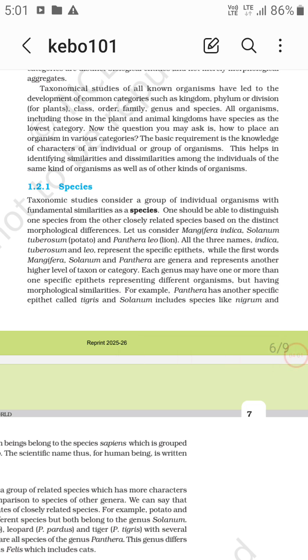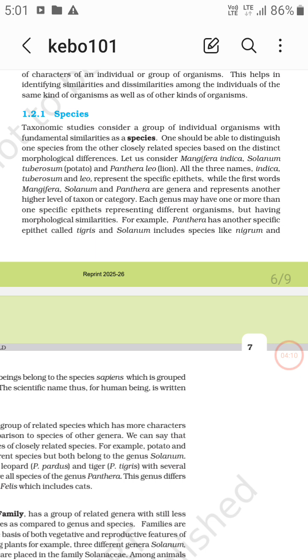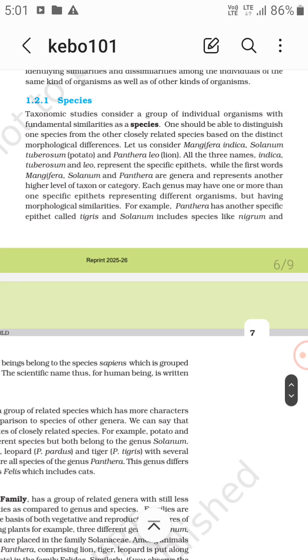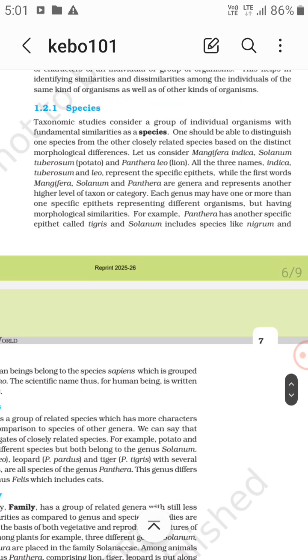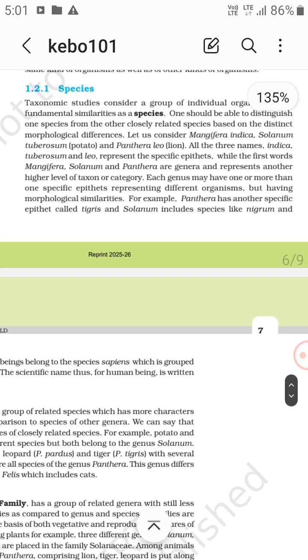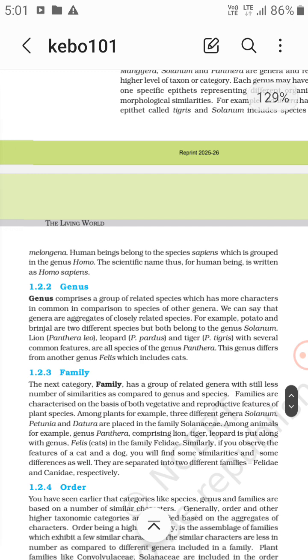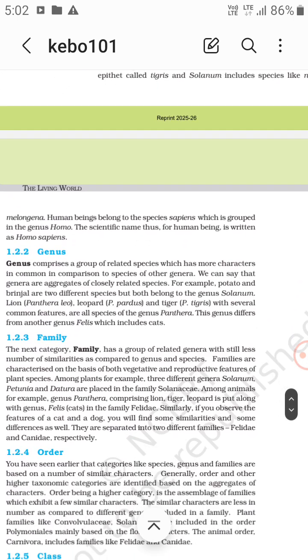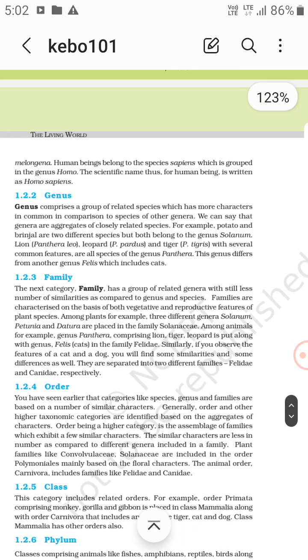Now, species. Taxonomic studies consider a group of individual organisms with fundamental similarities as a species. Mangifera indica for mango, Solanum tuberosum for potato, Panthera leo for lion, Panthera tigris for tiger, Panthera pardus for leopard, and Solanum nigrum and Solanum melongena are also included in Solanum. Then Homo sapiens, like human beings.